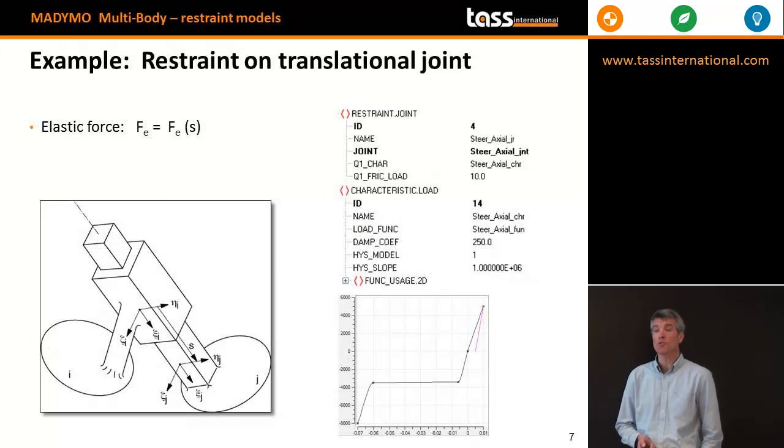In this slide you see an example of a translational joint. It's an example of a steering column of a car. It's just one translational joint, which is called the steering axle joint. It's referring to a characteristic load with a loading function, and there is also hysteresis. There's no unloading function defined in this case, but that means that the unloading load is 0.